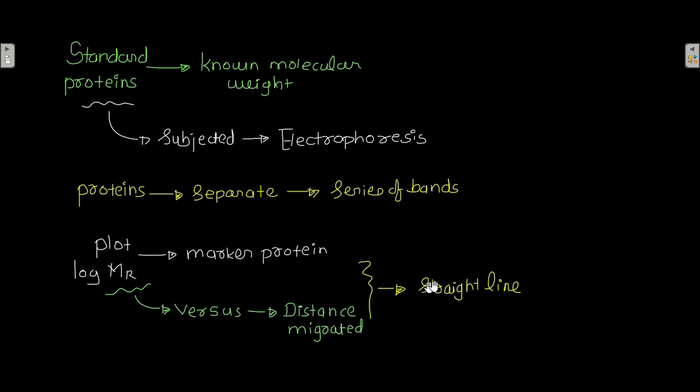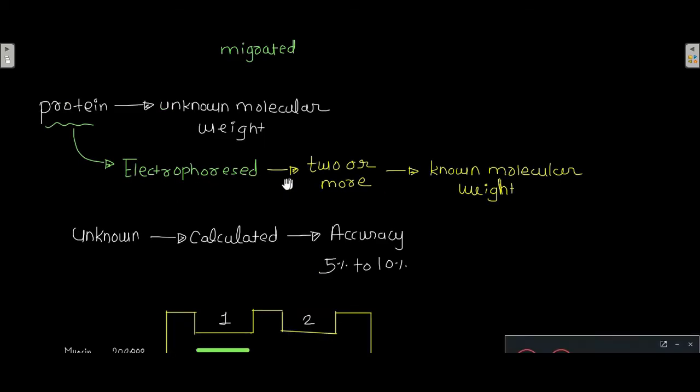Okay, the plot of the log of molecular weight of these marker proteins versus the distance migrated gives a straight line. So that is how the protein of unknown molecular weight is electrophoresed with two or more known molecular weight proteins, and on the basis of that the unknown molecular weight is calculated at an accuracy of 5 to 10%. Okay, so this is how it looks.